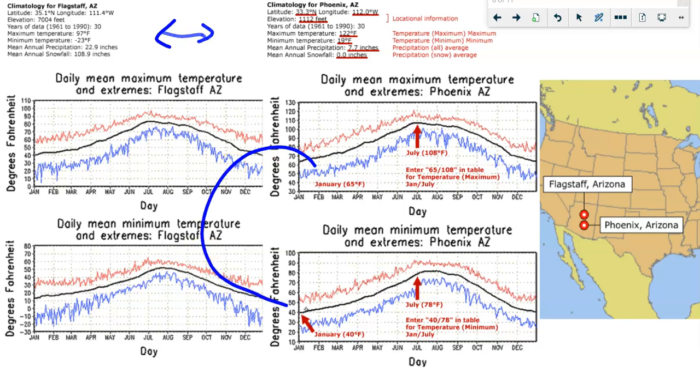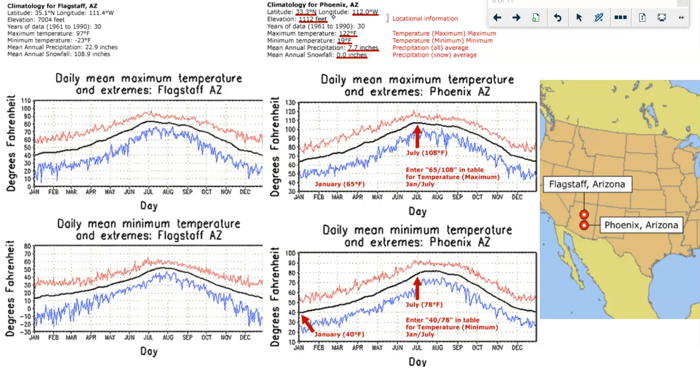Okay. Now, one thing we want to look at is latitude. So what's our latitude like? 33 and 35, they're very similar, so that's not going to be a major factor here. This also tells us our elevation, and our elevation for Flagstaff is 7,000 feet. Our elevation for Phoenix is only 1,100 feet, so there's quite a big difference in elevation here.